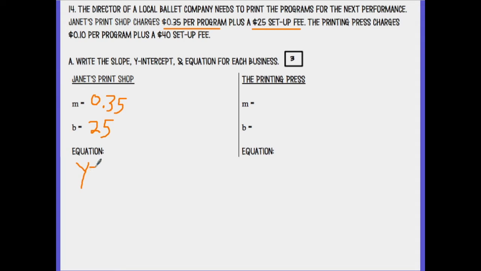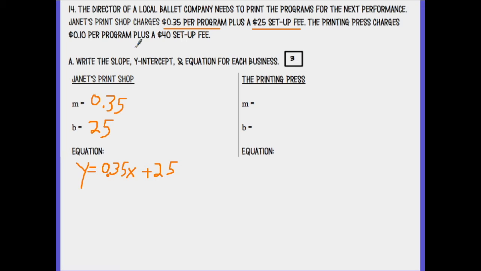So her equation, and we have slope and y-intercept, so we're going to write slope-intercept form. So 0.35x plus 25. I'm realizing that that decimal is not great there. Let me rewrite that decimal for you.